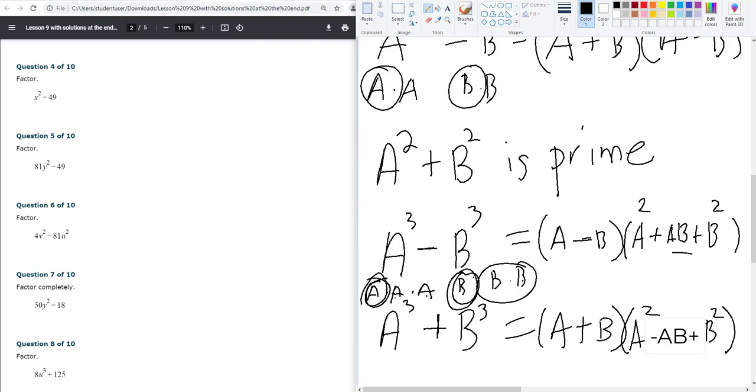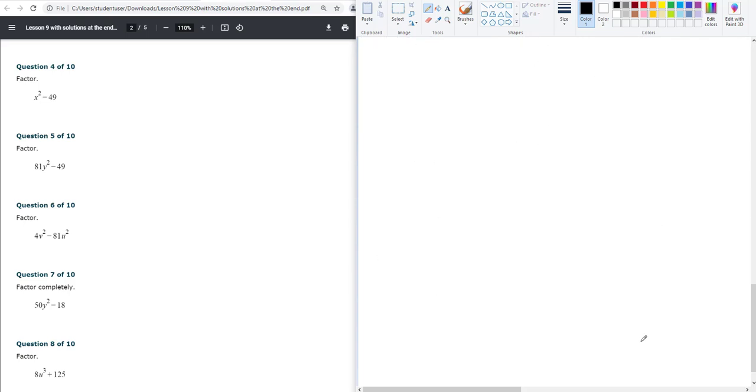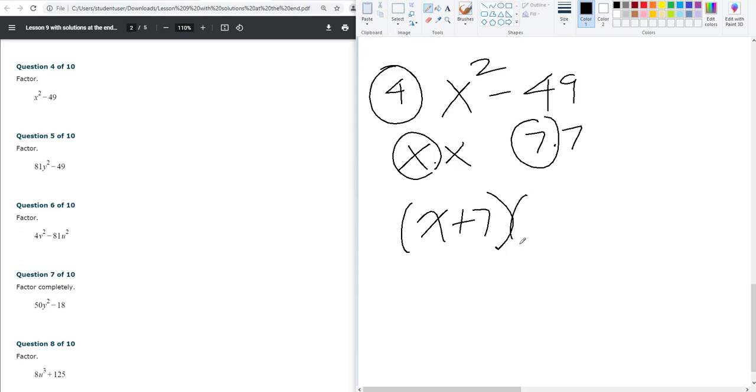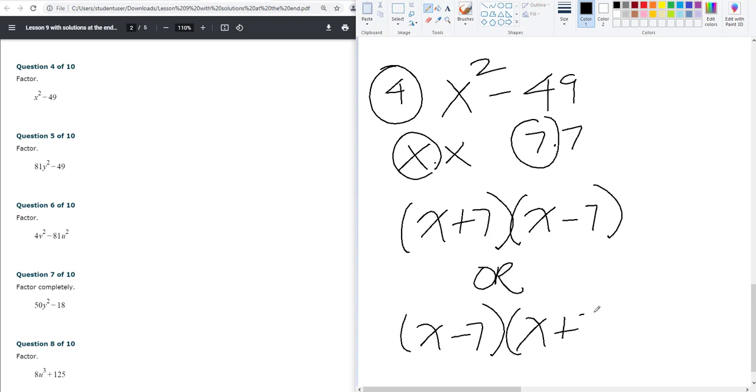I'll write them down again as we come to the type of problems that we're doing. So number 4, x squared minus 49. It's x times x and 7 times 7. That's the difference of squares. So you take one of each with a plus sign and one of each with a minus sign. Now you can do it in either order. The minus can come first and the plus can come second, but they must alternate.